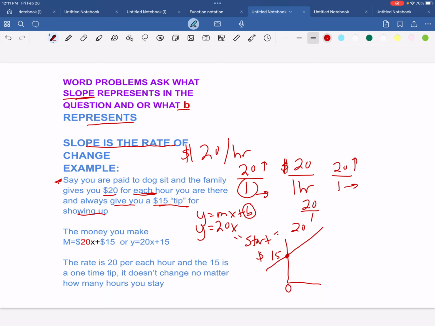So the money you make is $20 times x, where x is the number of hours in this problem. And then you have the automatic 15. This will look like y equals 20x plus 15. Because the rate is 20 per hour and the 15 is the one-time tip. And that one-time tip doesn't change no matter how many hours you stay. Every trip, you get 15.